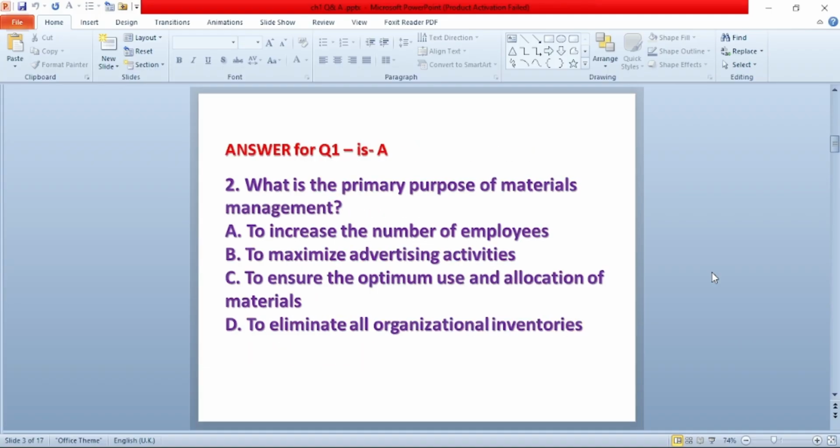Question number 2. What is the primary purpose of materials management? A. To increase the number of employees. B. To maximize advertising activities. C. To ensure the optimum use and allocation of materials. D. To eliminate all organizational inventories. The answer for this question is C. To ensure the optimal use and allocation of materials.